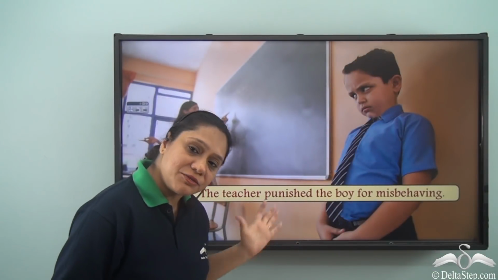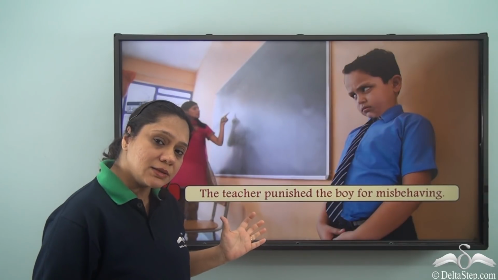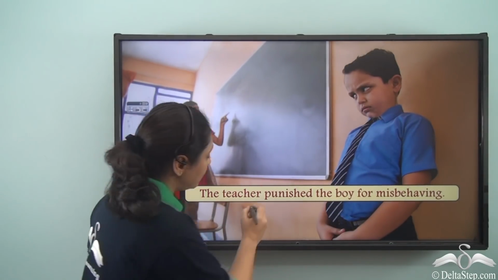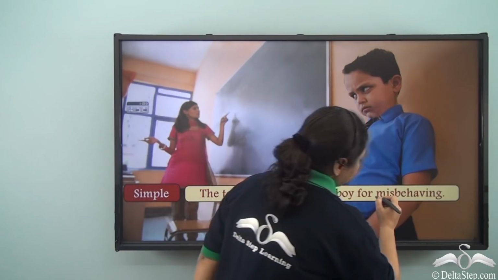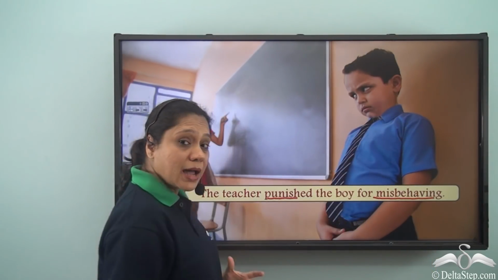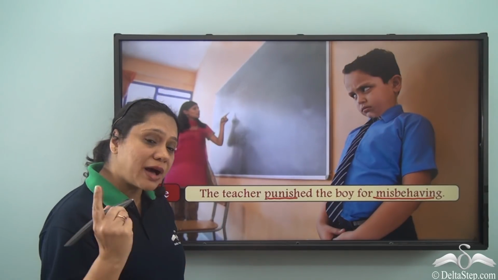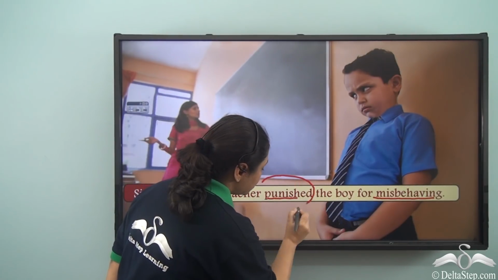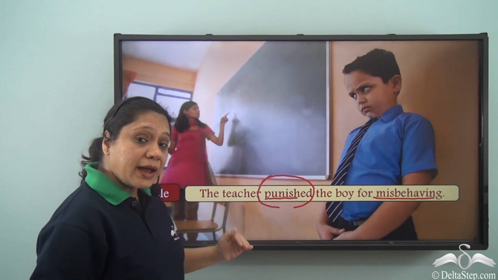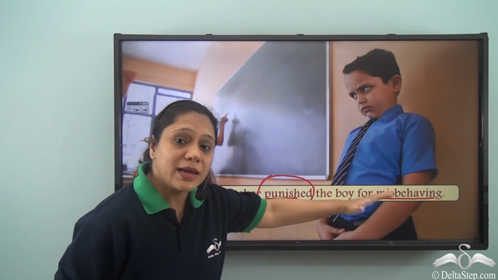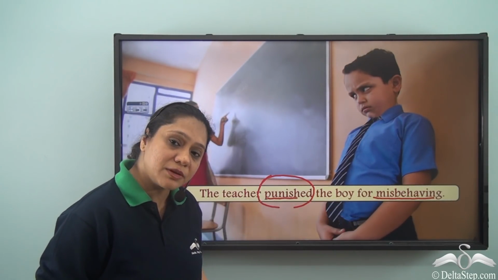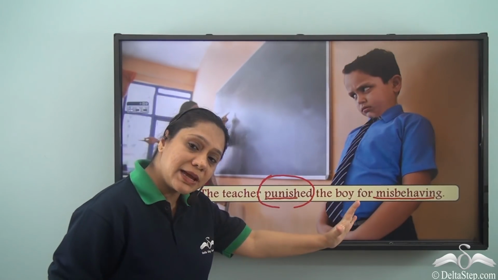Let us now identify the verbs in this clause. So, there are two verbs here, punished and misbehaving. But are both these finite verbs? No, there is only one finite verb here, punished. And the other verb, misbehaving, is actually the participle form of the verb. So, this is a simple sentence.